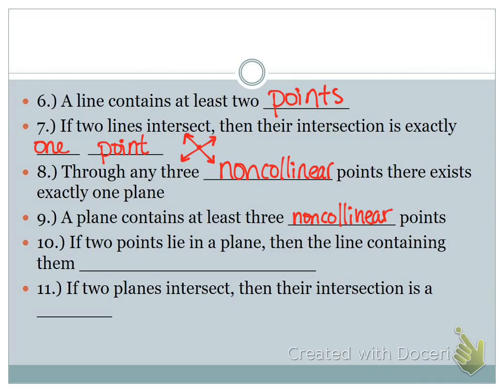If 2 points lie in a plane, then the line containing them lies in the plane. Two points are in the plane, the line containing them is also in the plane. Number 11, if 2 planes intersect, then their intersection is a line. Very good.